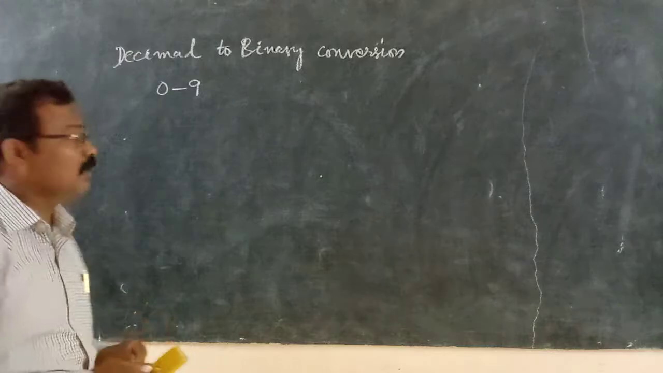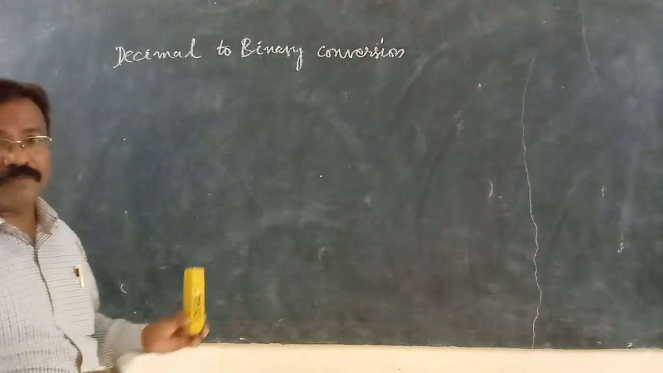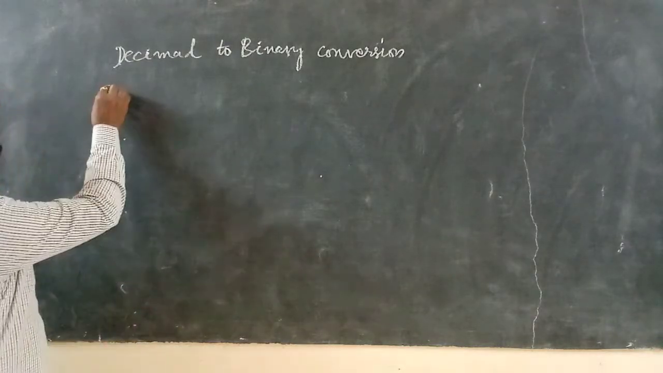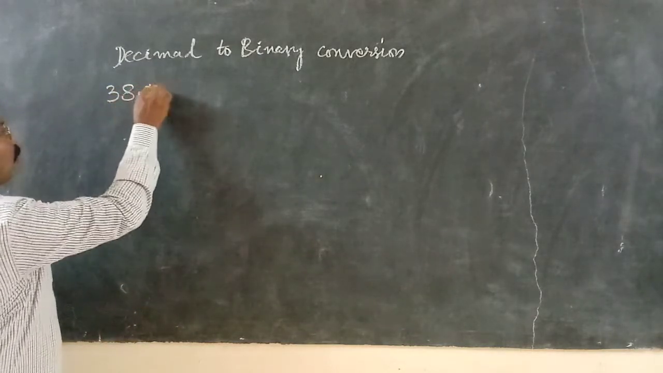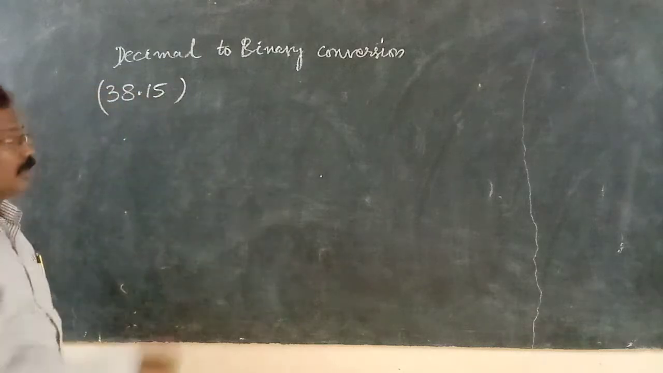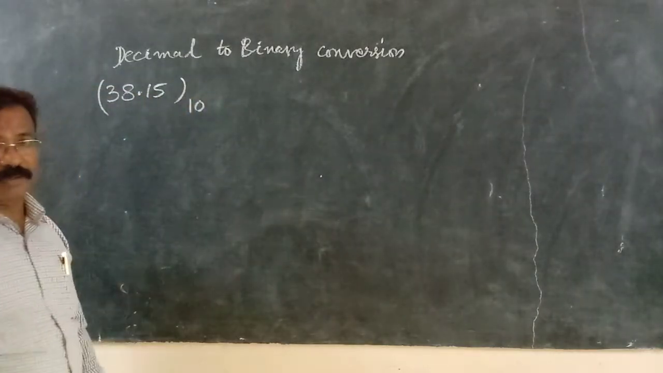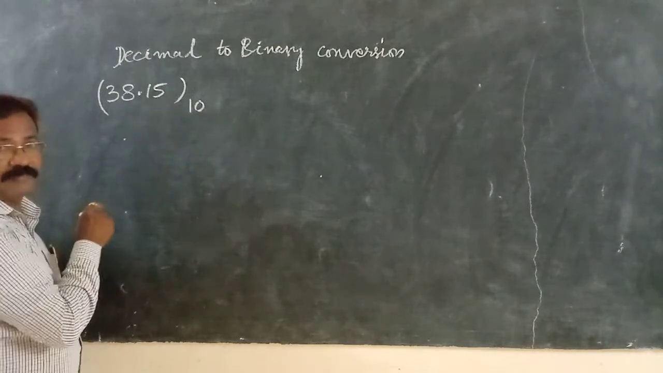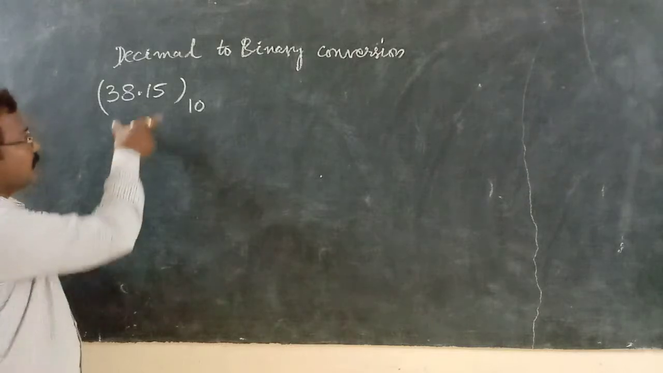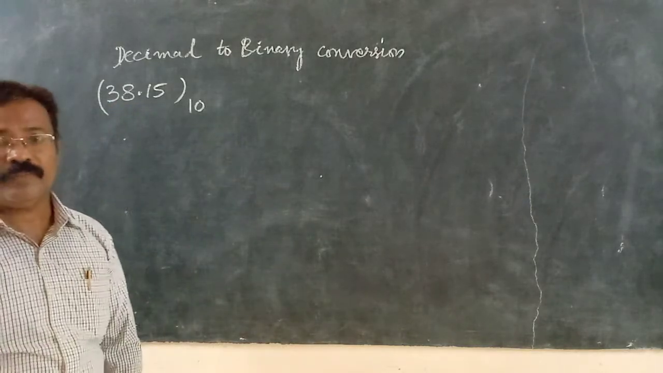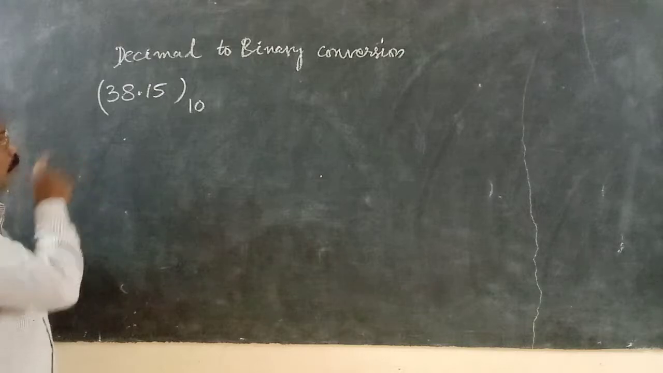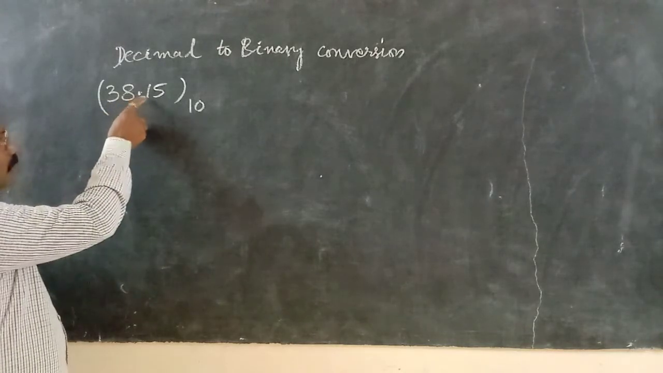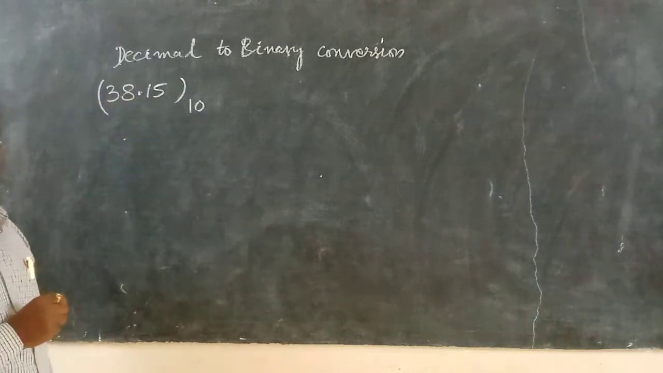Let us take one example for decimal number to binary conversion. 38.15 is the decimal number. At the suffix of this number we are writing 10. That can be read as base 10. Hence it is the decimal number. Here in this number it has two parts. One is the integer part. This 38 is the integer part, and after the decimal point, 0.15 is the fractional part.